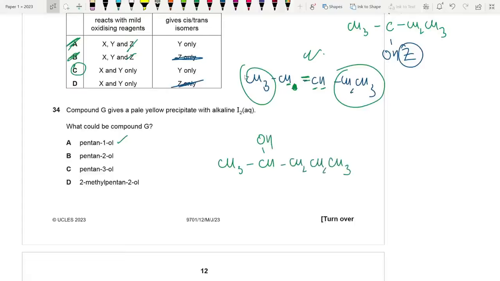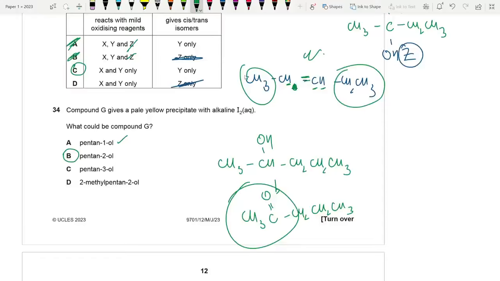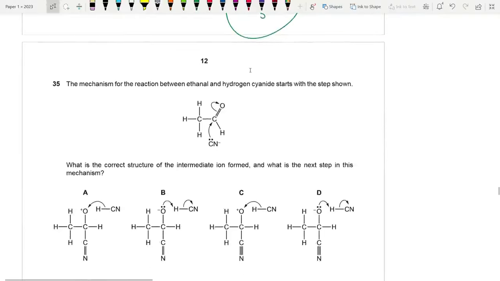This is pentan-2-ol. After you oxidize it using iodine, it turns into CH3, CO, CH2, CH2, CH3, which is in fact a methyl ketone. And as a result, it is going to give us a positive test. This is the secondary alcohol I was talking about. Look at this. It's a secondary alcohol with a methyl group as a side chain. That's why it's correct.